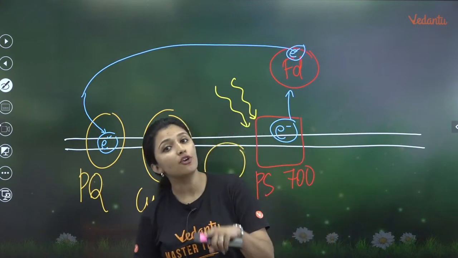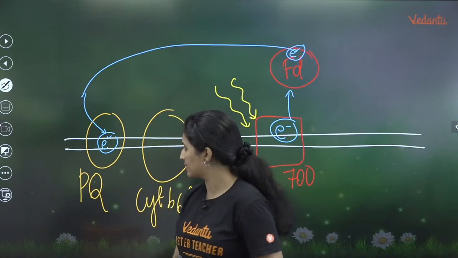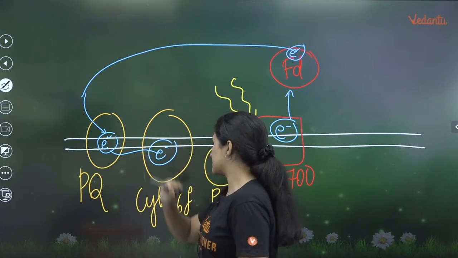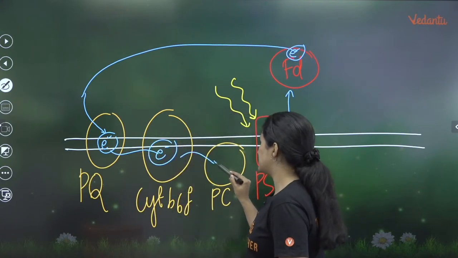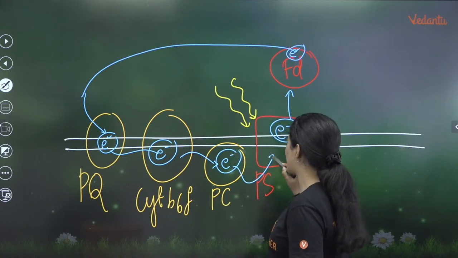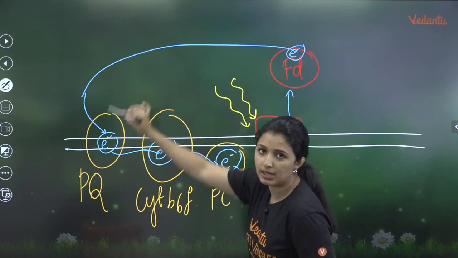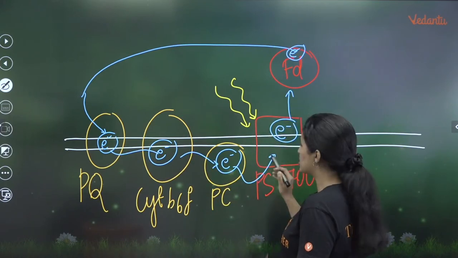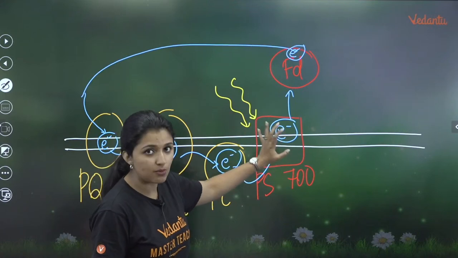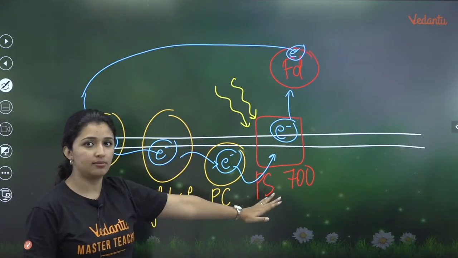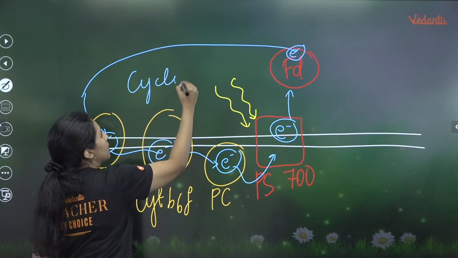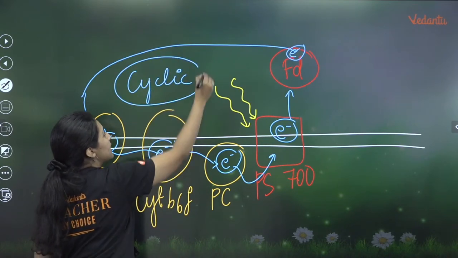There is transport of protons also. So, this will go into our cytochrome B6F. From cytochrome B6F, it goes back into plastocyanin. From here, it goes back. You see, this is a cycle. This is a proper cycle. The electron which is released from photosystem 1 is going to come back here only. This is like a proper cycle. Okay, it's cyclic for a reason.